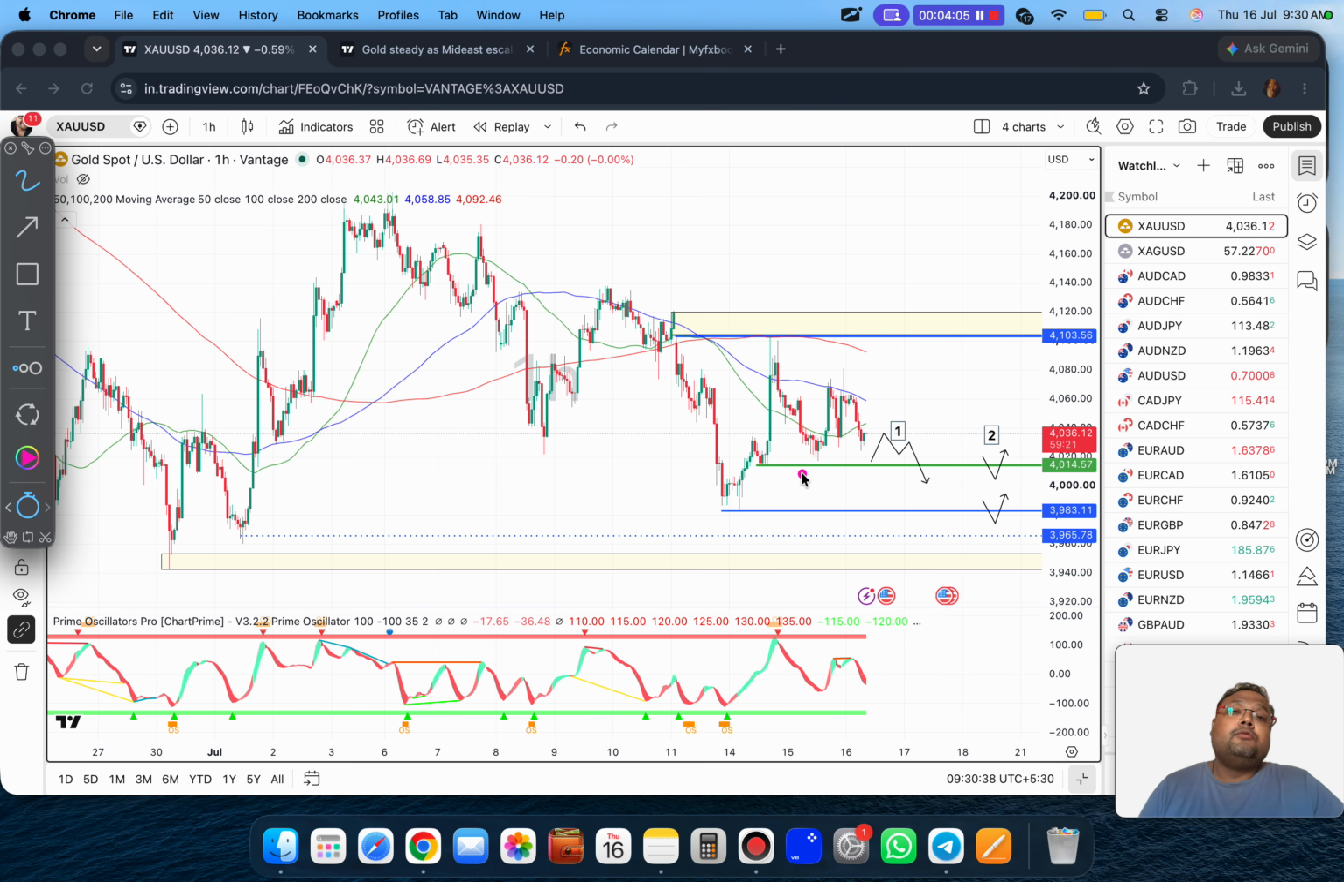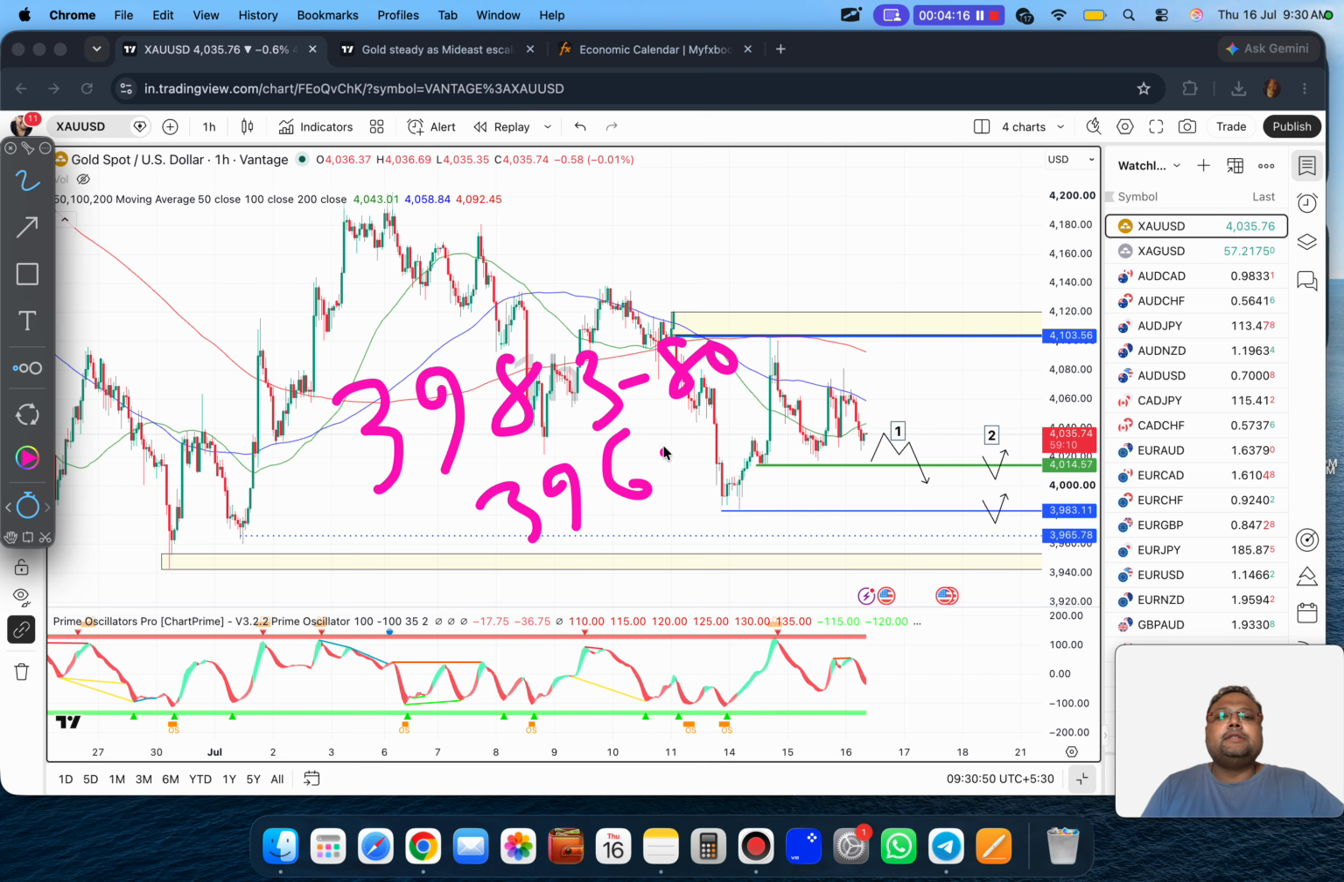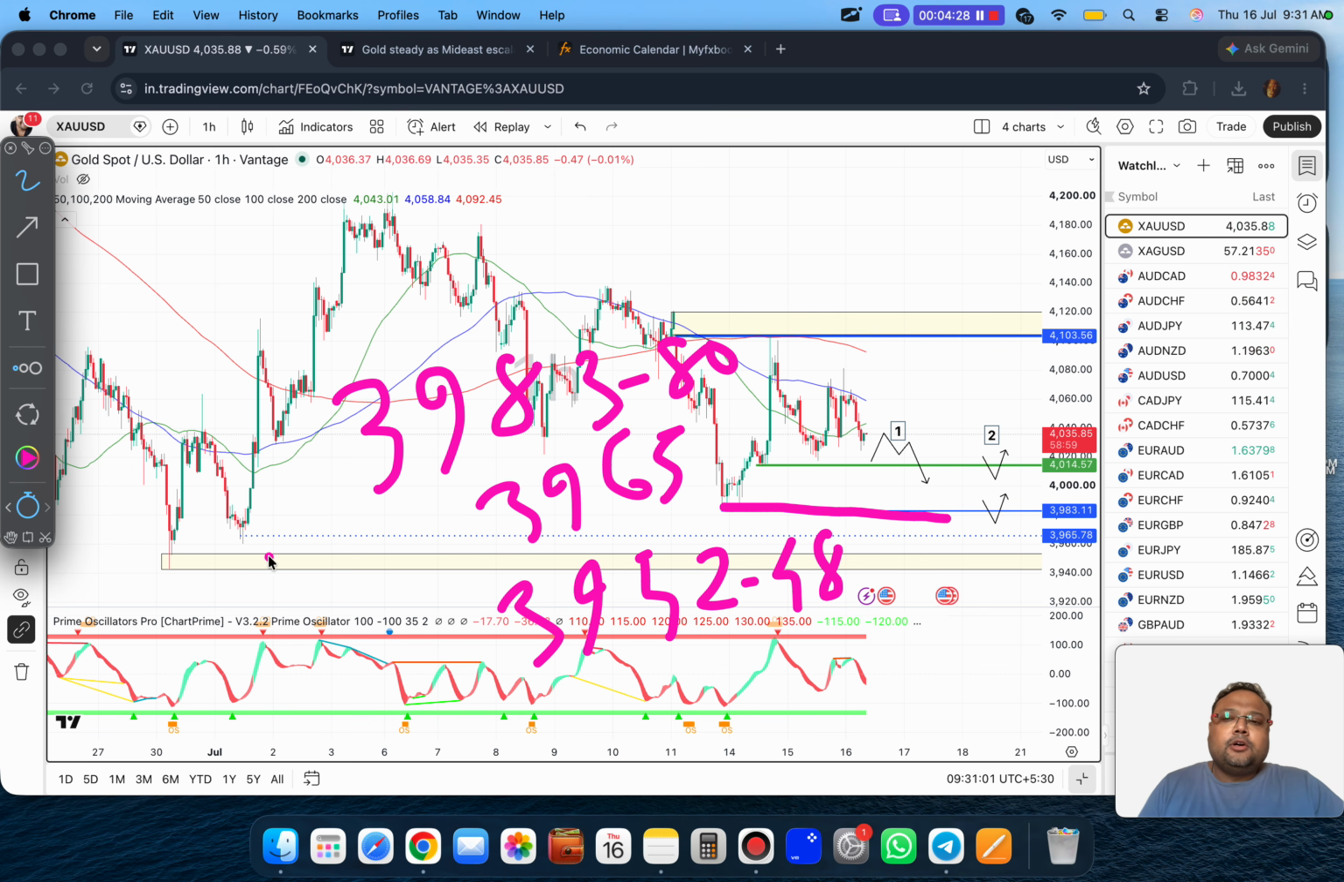position above 4014. In a previous video, we also discussed support zones around 3980, 3965, then 3952 to 3948. The blue line here is the 3980. The dotted line that you see here is the 65 area, and the yellow box at the bottom is 52 to 48. So these three support levels are still very much valid in the market. So if market comes down, you can look for a buy position or a one-time bounce around these areas.